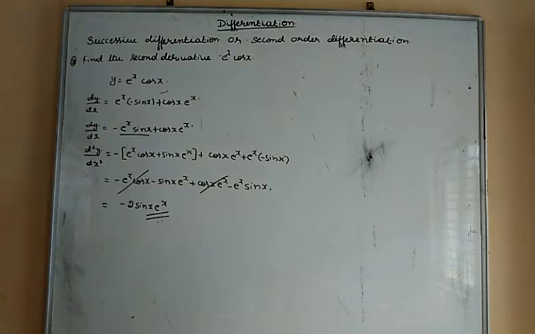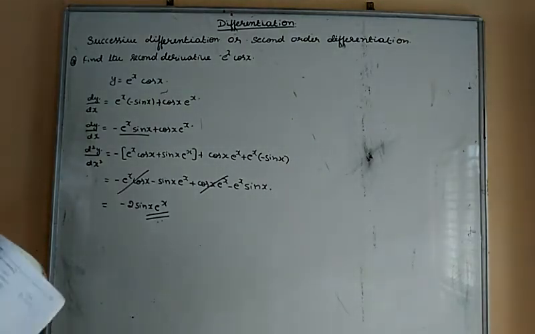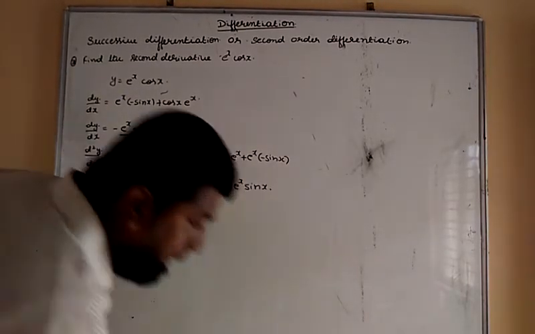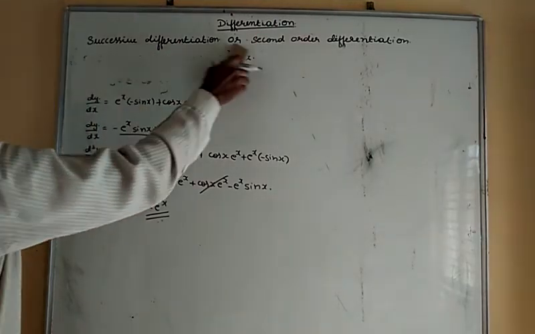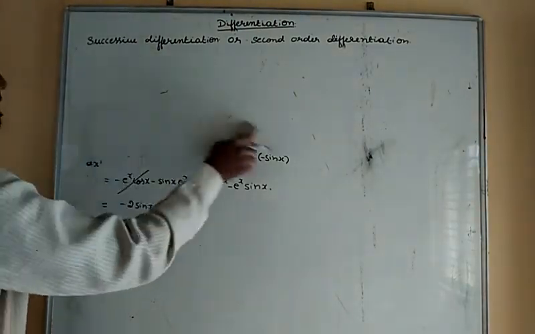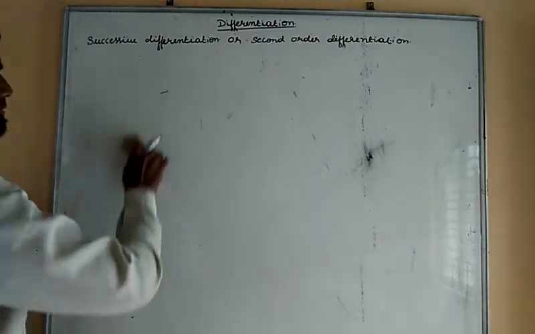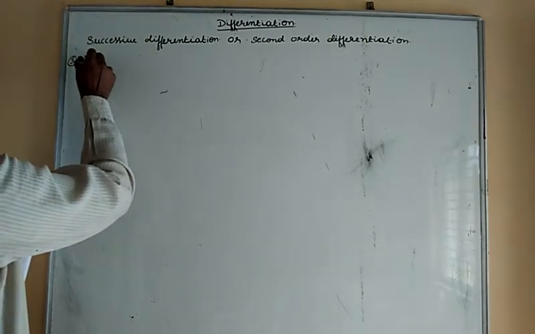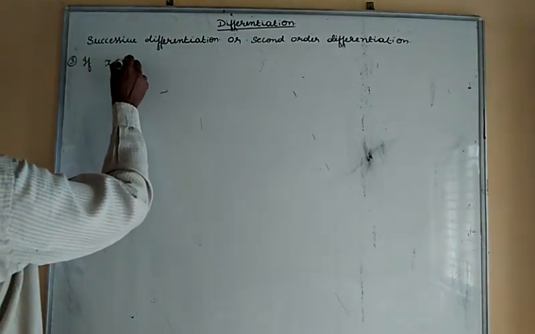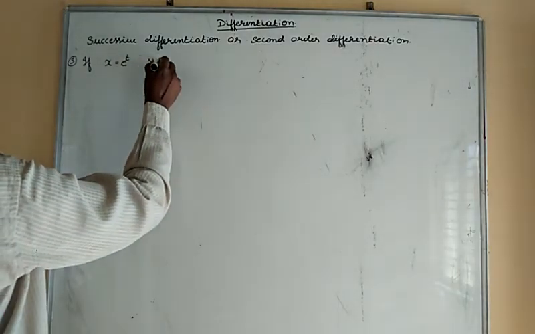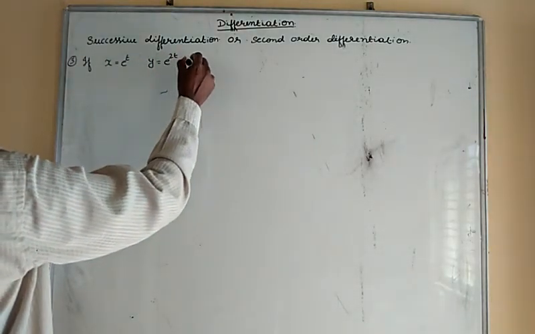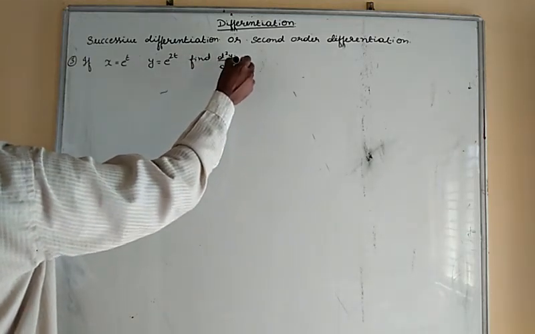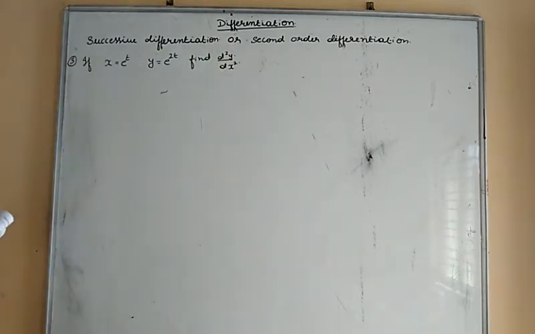Okay, let us take the parametric functions. In parametric functions, you should find the second order derivative. If x is equal to e to the power of t, y is equal to e to the power of 2t, find d square y by dx square.